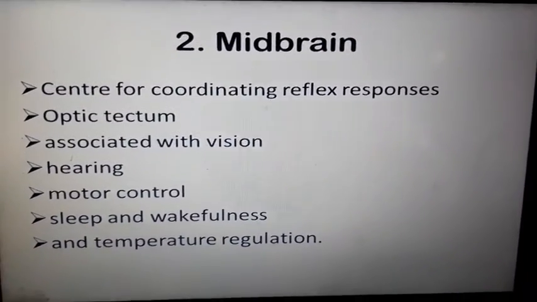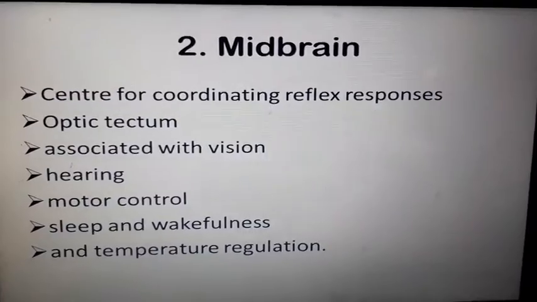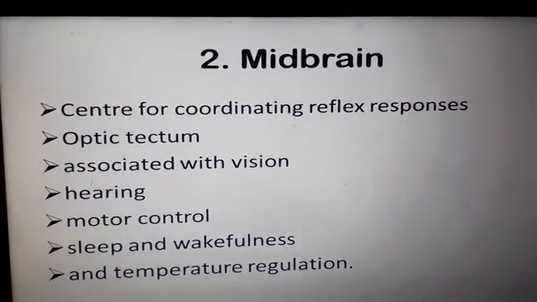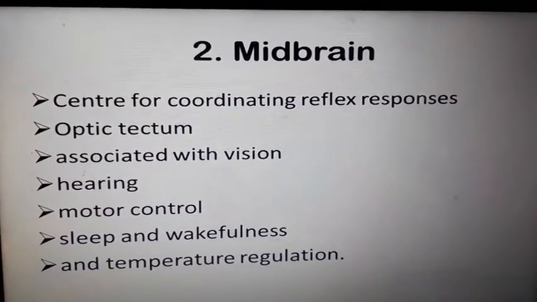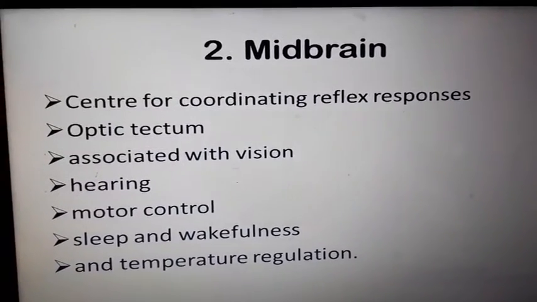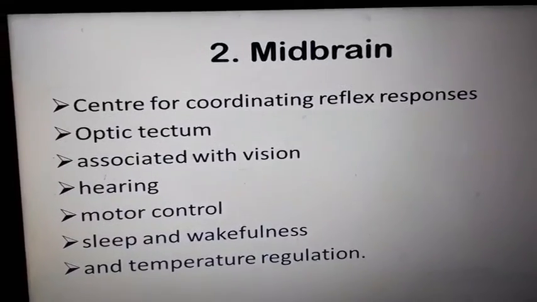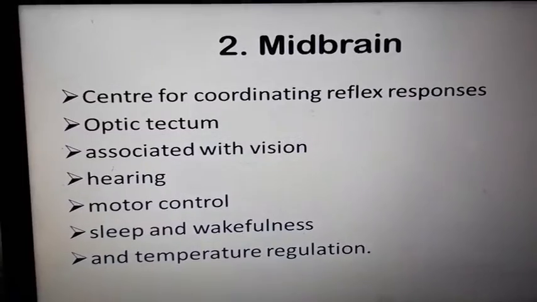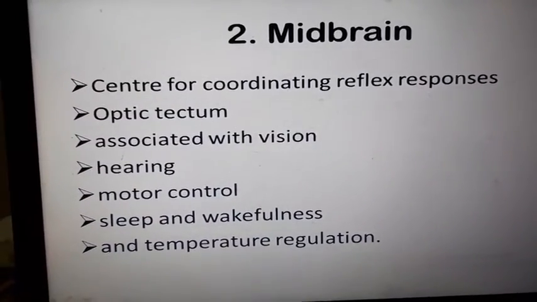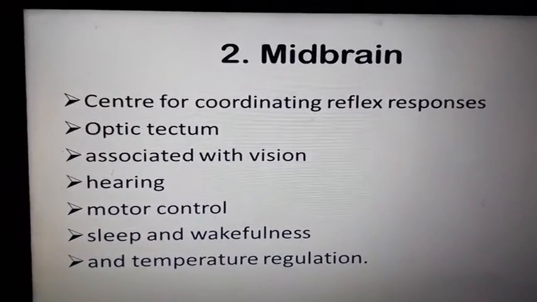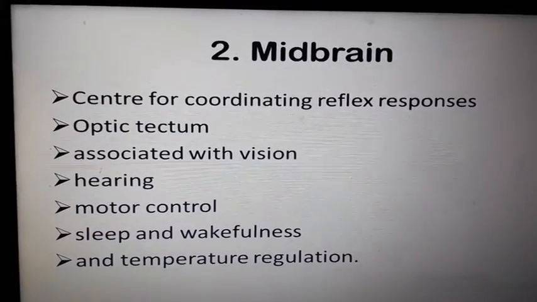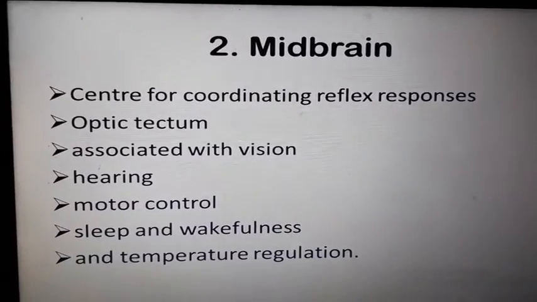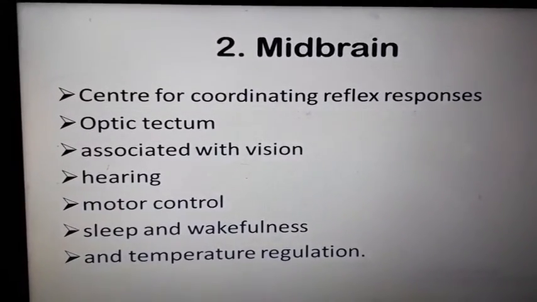After this, we move towards the second part of the brain, that is the midbrain. The midbrain is a center for coordinating reflex responses. The midbrain was originally a center for coordinating reflex responses to visual input. As the brain evolved, it took on added functions relating to touch, that is tactile, and hearing, that is auditory input, but it did not change in size.